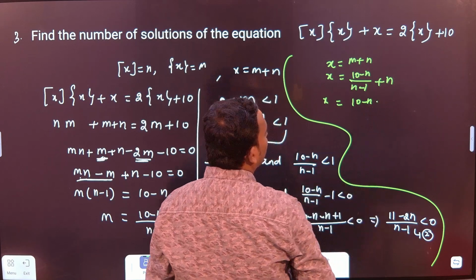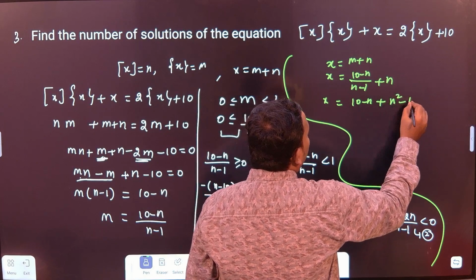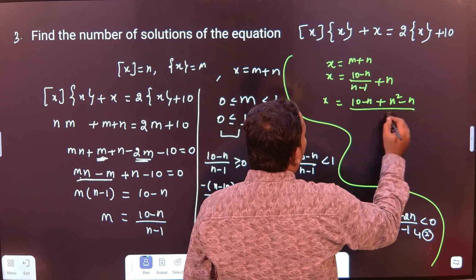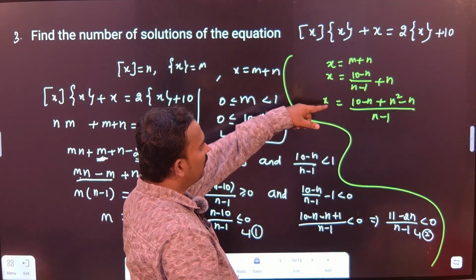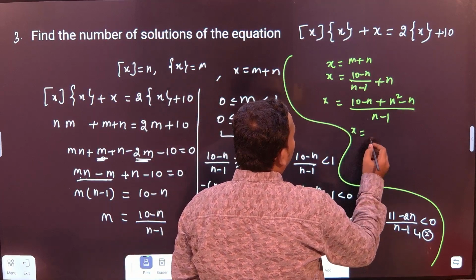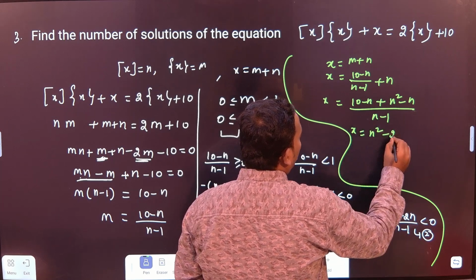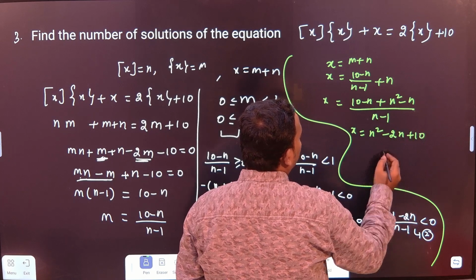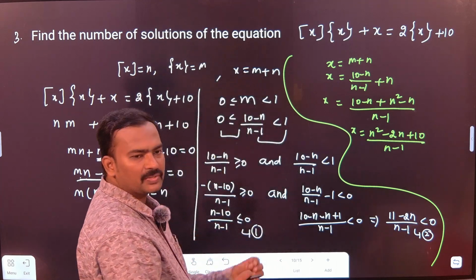So you can take LCM, n square minus n divided by n minus 1. So 10 minus n square minus n. Yes, correct. So therefore x is equal to n square minus 2n plus 10, right? Divided by n minus 1. This is your x value.